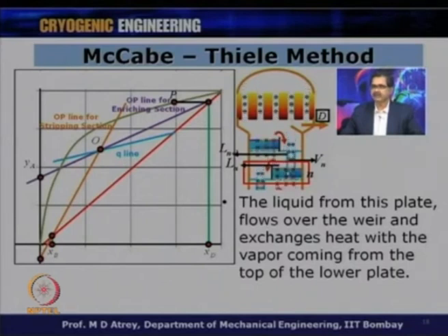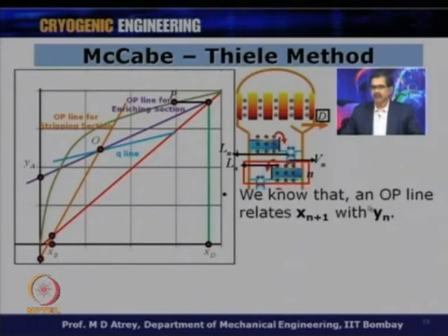So, I got a relationship between Yn, the mole fraction of the vapor which is leaving this point, and xn plus 1 now, which is coming from the top of this plate, alright. So, we know that an operating line relates xn plus 1 with Yn. So, now Yn is the vapor leaving this plate and xn plus 1 is the point given by P which was existent earlier for the topmost plate.